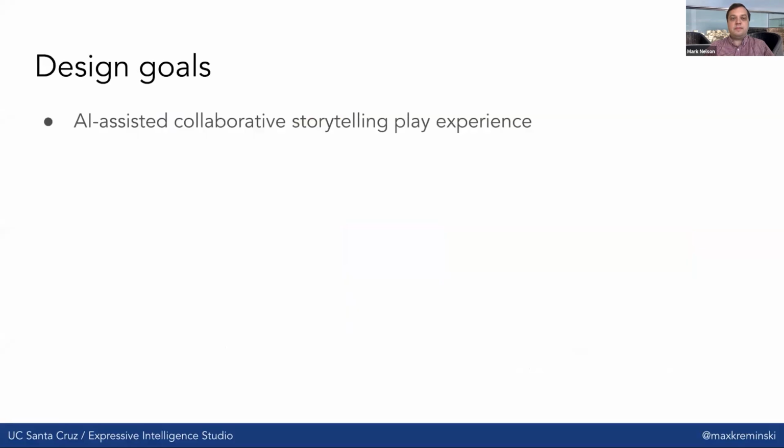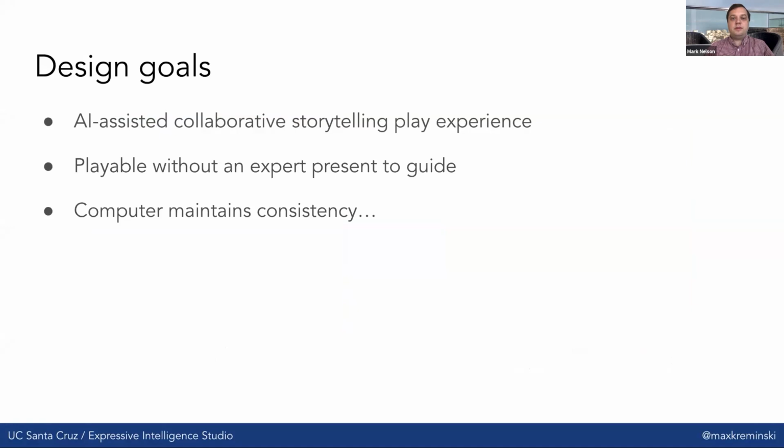So our design goals for this were an AI-assisted collaborative storytelling play experience, something similar to Bad News, but in which you didn't really need an expert present to guide the play experience, where the computer maintains consistency, perhaps by, for instance, using a social simulation to say, these are the things that the characters want to do right now, and they're not going to do things they don't want to do because that wouldn't make sense.